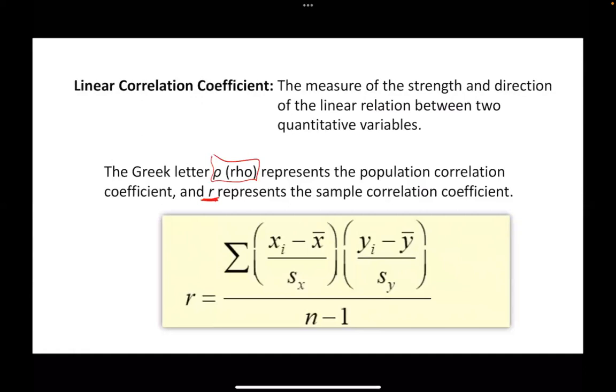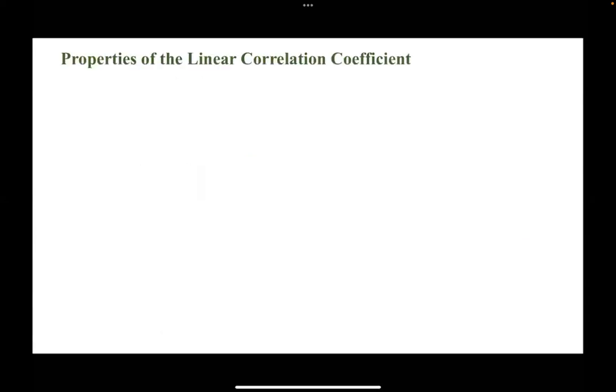Okay, so basically what's happening here is you're calculating all of the z-scores of the x values and the y values, and you're multiplying them together, and then you add them together. And then you divide by n minus 1, the number of values you have, but we're not going to do that. I'm moving on. I'm going to get this ugly thing away from us.